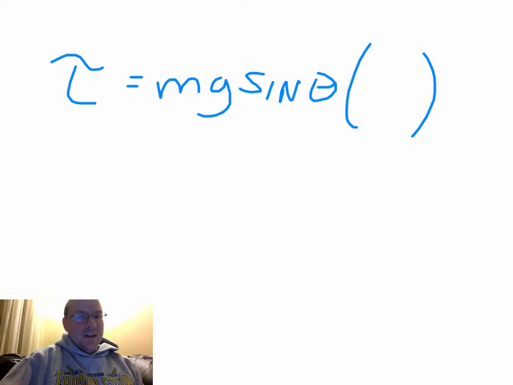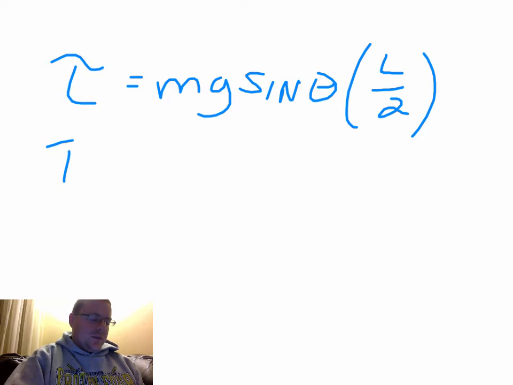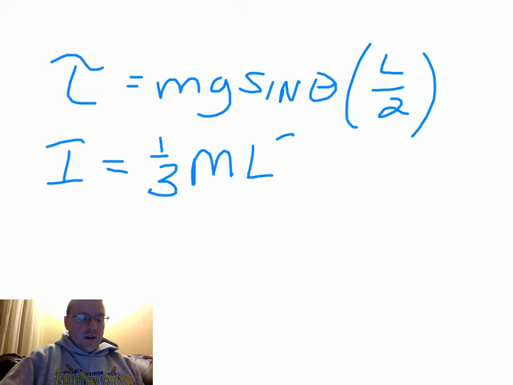I need a radius, and it's acting at half the length of the meter stick. Why are we picking half the length? Because we always said that we focus on the center of mass for objects that aren't just point masses. So we can focus on the center of the meter stick as it falls. So that's your torque. The moment of inertia, since it's rotating about its endpoint, is 1/3 mL squared.